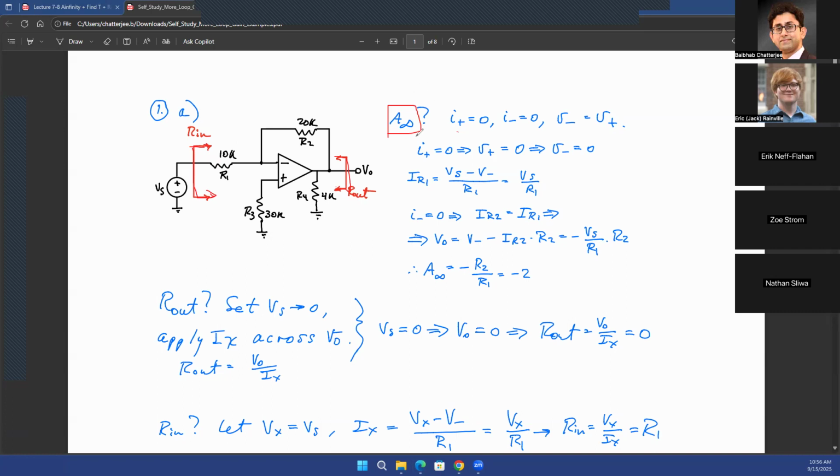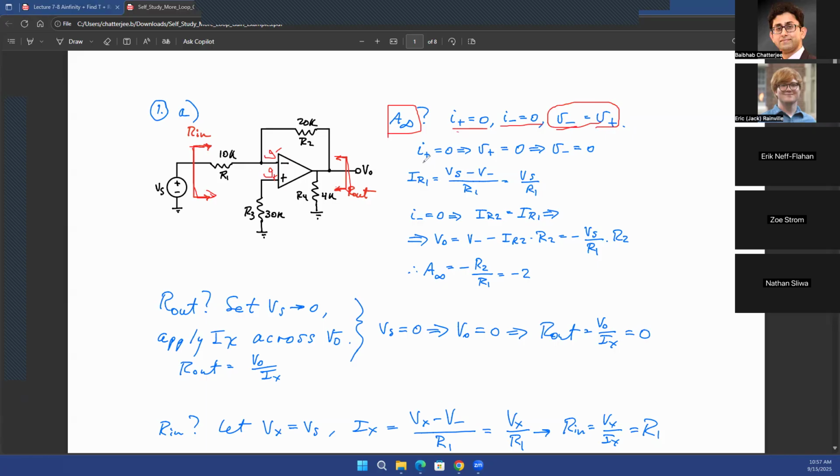For A infinity, you'll assume ideal op-amp conditions. So there's no current going into the op amp. Your current in the positive terminal is 0, current in the negative terminal is 0. And because you have a negative feedback, the voltage at the negative terminal, let's call it V minus, and the voltage at the positive or non-inverting terminal, let's call it V plus. So V minus equals V plus because of the virtual ground property.